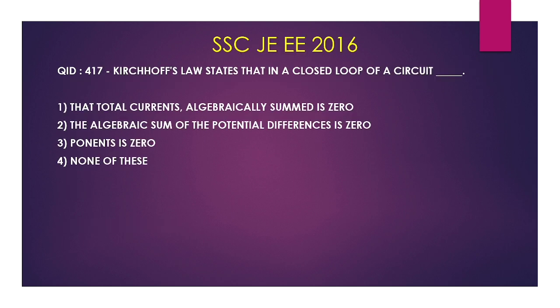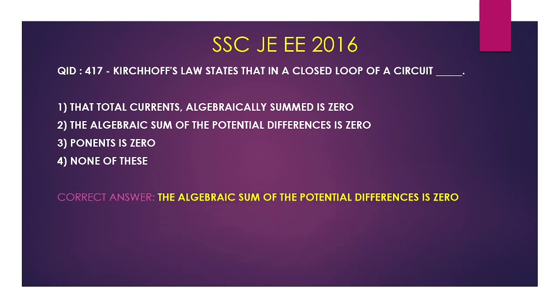Kirchhoff's law states that in a closed loop of a circuit, dash. These are the four options. Just think and identify the answer from the given options. The answer is the algebraic sum of potential differences is 0. Okay, this is the answer.